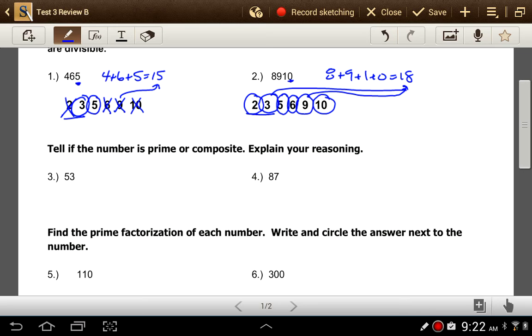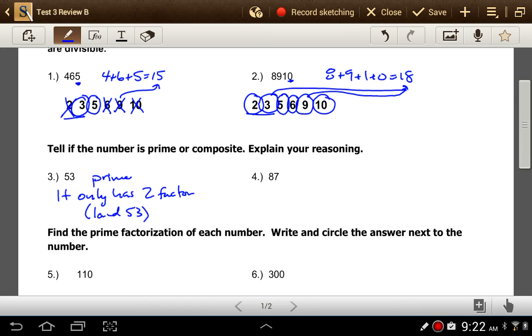Okay. So for 53, is that prime or composite? 53 is prime. Why? It only has 2 factors, 1 and 53.